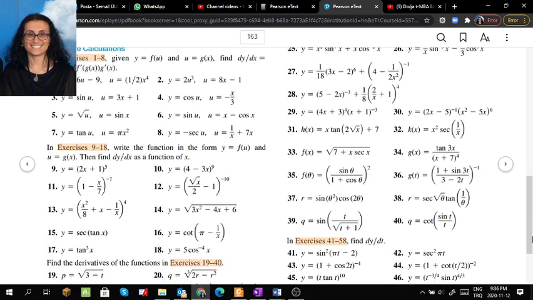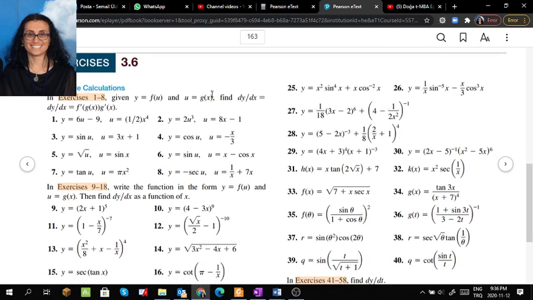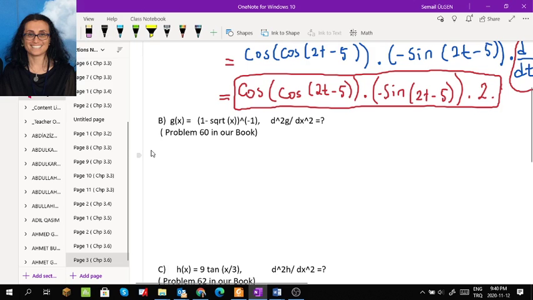We did some problems in class, and I'm going to solve a little bit more of that here right now. Okay, we are going to solve problem 60 in our book. You can see that g of x is given, and we are going to find the second derivative of this function. What is g? I'm going to write g of x.